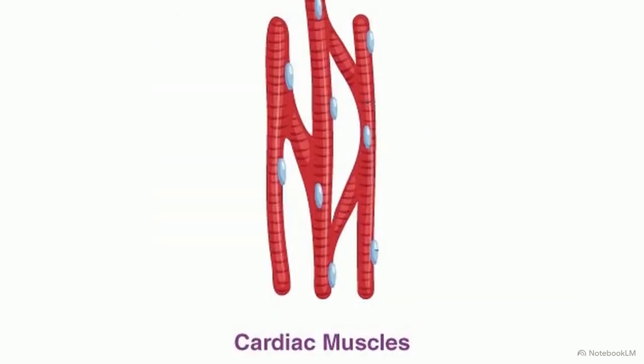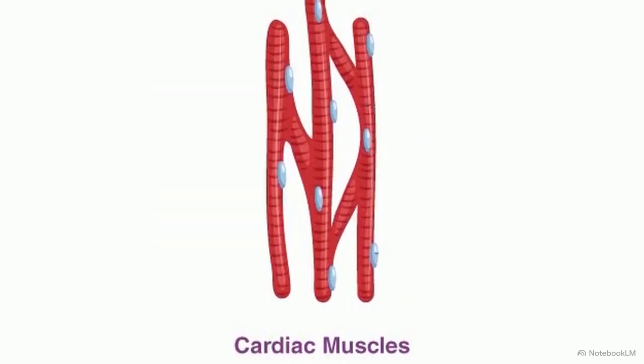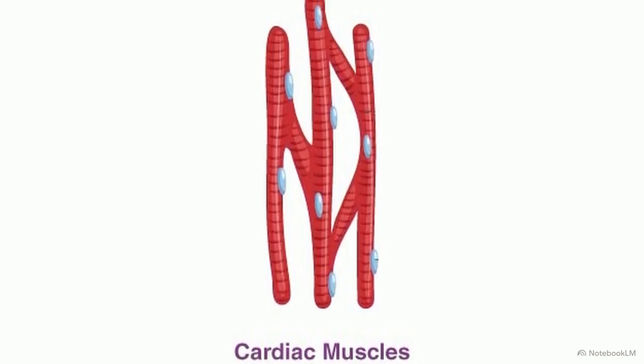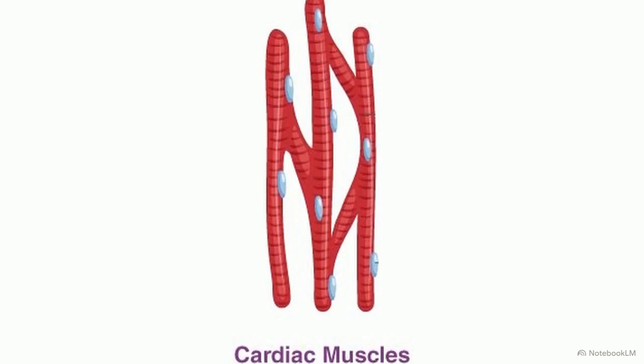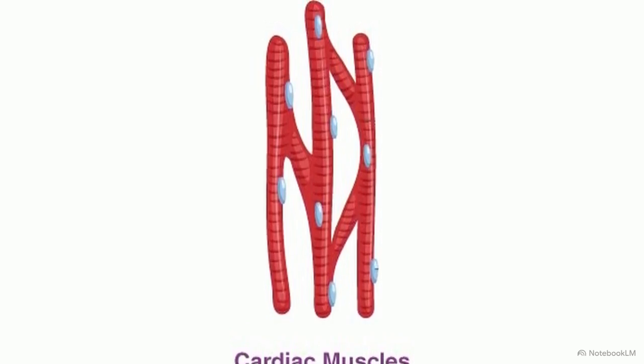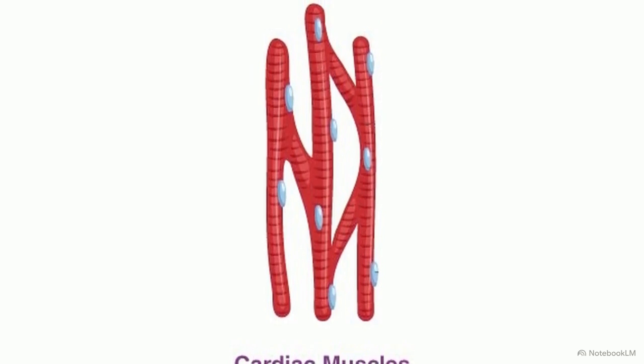Finally, this image displays cardiac muscles. They share the cylindrical shape of striated muscles, but notice how the fibers branch and connect. These are involuntary, found exclusively in the heart. Their unique branching allows the cells to link and contract rhythmically to pump blood.